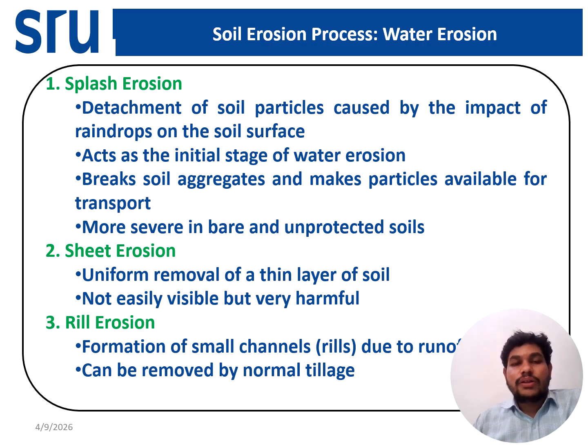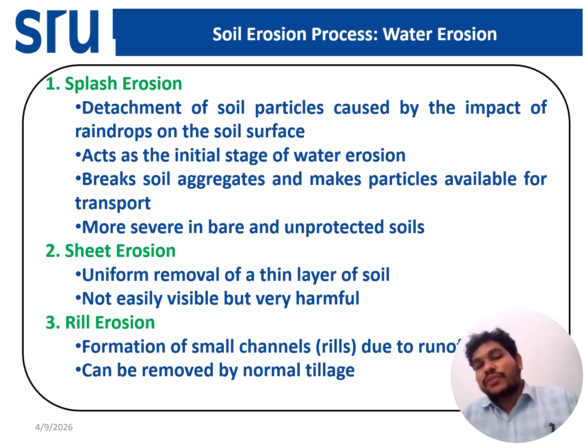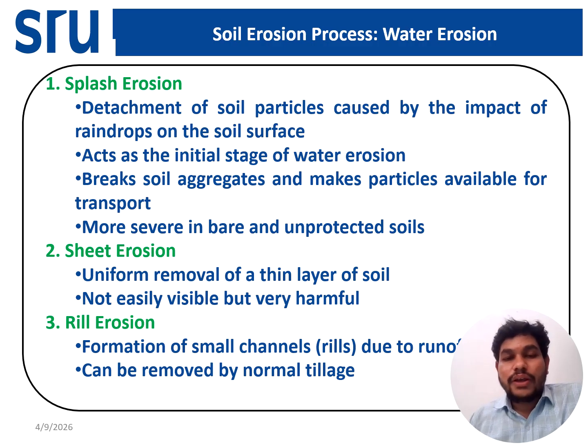In splash erosion, the raindrops are of bigger size. They come in contact with the soil and detach the soil particles. Because of the high kinetic energy of the raindrop, the soil particles jump into the air up to 30 centimeters. This is the first stage of soil erosion. It breaks the soil aggregates, separates the soil particles, and they are easily transported from one location to another. Splash erosion is more severe in bare and unprotected areas because there is direct contact between the soil and the raindrops.